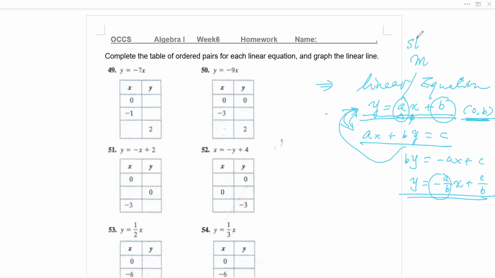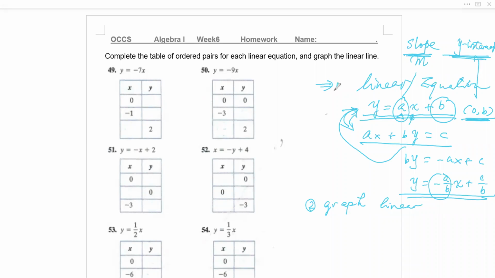This is the slope, and this is the y-intercept. Why do we call them slope and y-intercept? Because when we're graphing it, we can know the slope and y-intercept. So the next step is how we graph it, when we graph the linear equation, right?